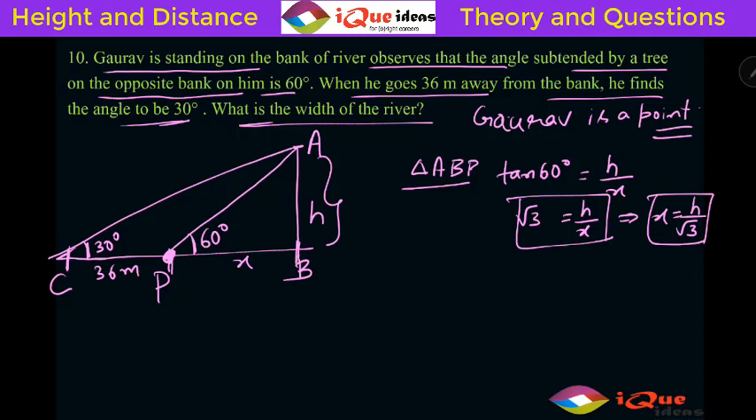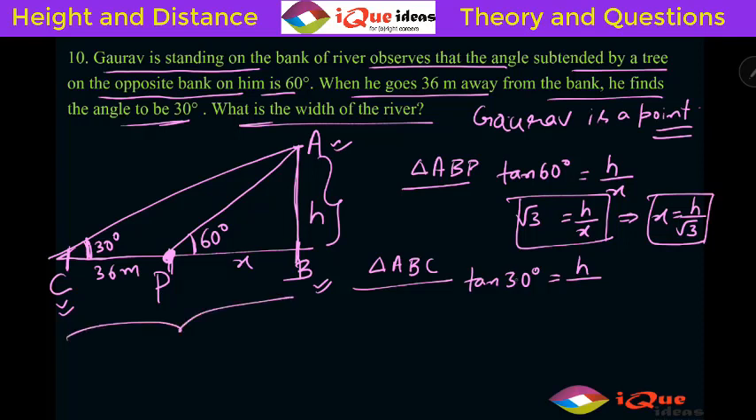Okay, let's see. Now the second part, look at the triangle ABC. Be careful. A, B and C. In the triangle ABC, this angle is 30 degrees. So we can take tan 30 degrees, and tan 30 degrees will be equal to the opposite side, AB, that is H, divided by this whole length, which is X plus 36.